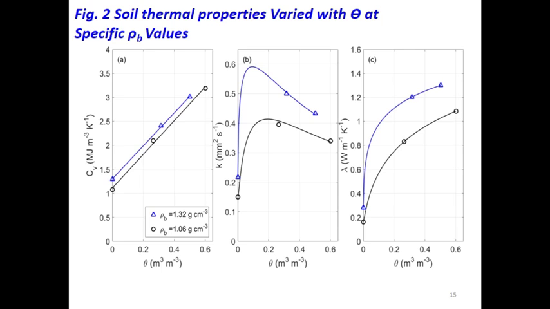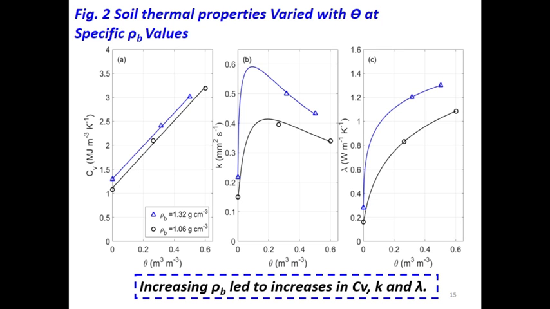For the thermal diffusivity, it increased dramatically with water content at relatively small water content values, increased gradually at intermediate water content and decreased at relatively large water content. For the last one, the thermal conductivity, it increased sharply with water content at relatively small water content values and increased slowly as water content increased. Such trends of soil thermal properties with water content have been reported earlier, but the figure also shows that the increase in bulk density will lead to increases in all of the soil thermal properties. That's our finding.